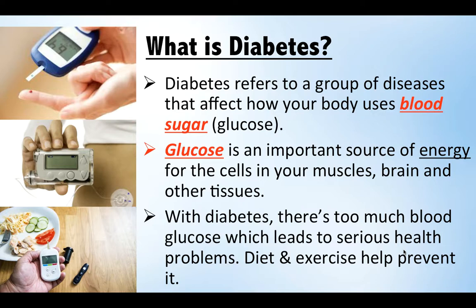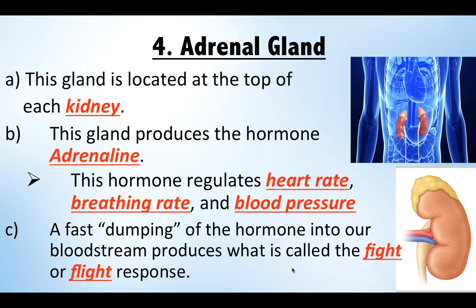And sometimes your body doesn't produce enough, and sometimes your body produces too much. And so some people have to have insulin pumps, and this allows them to regulate their body's insulin levels. With diabetes, there's too much blood glucose, which leads to serious health problems, and diet and exercise definitely do prevent that. On to the fourth one, we have the adrenal gland.